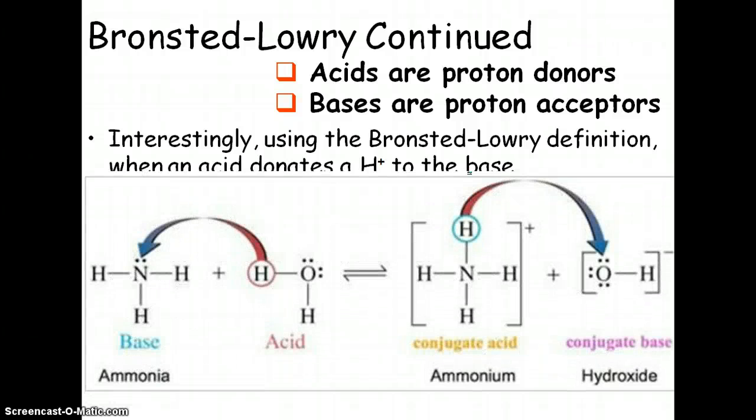Okay, so let's look at this. Here we have our base, NH3, and our acid. Our acid in this case is going to be H2O. H2O is going to give H plus to NH3. NH3 becomes NH4 plus, and the OH minus is left over. Now the reverse reaction, the NH4 plus can donate that H back. So basically, the base became the conjugate acid, and the acid, when it lost its proton, became the conjugate base.